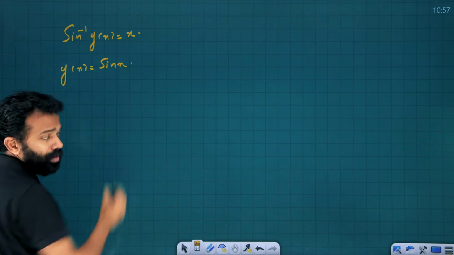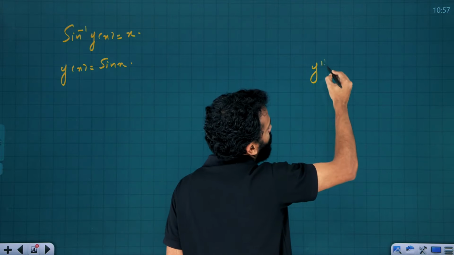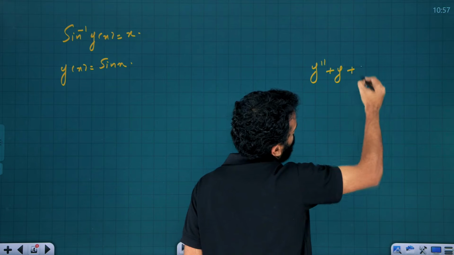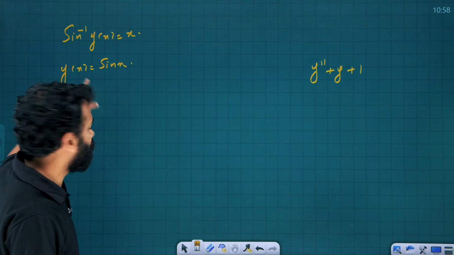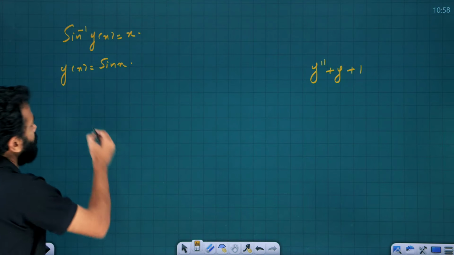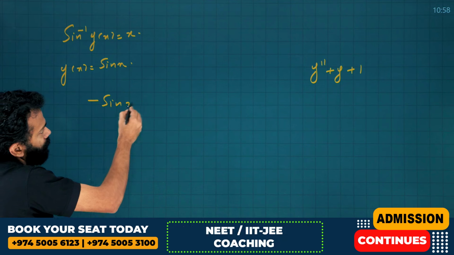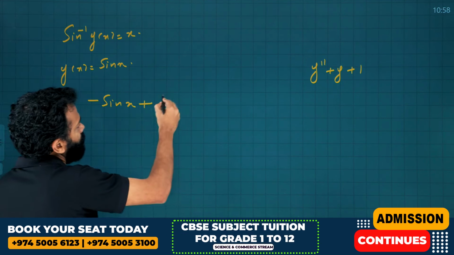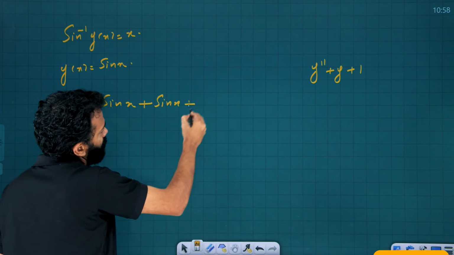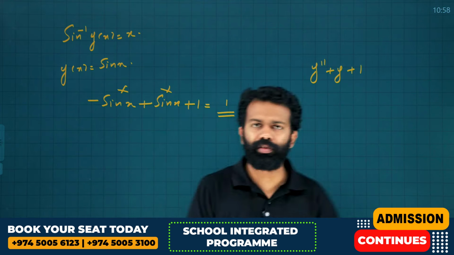Okay, and I think we need to find y double dash plus y plus 1, right? That is what we need. So differentiate it 2 times. Y dash is cos x and y double dash is minus sine x, plus y of x, which is sine x, plus 1. This and this will get cancelled. That's all. 1 is the final answer.